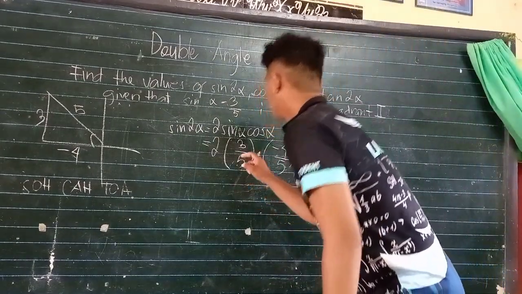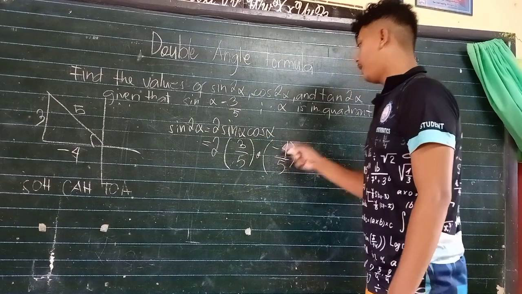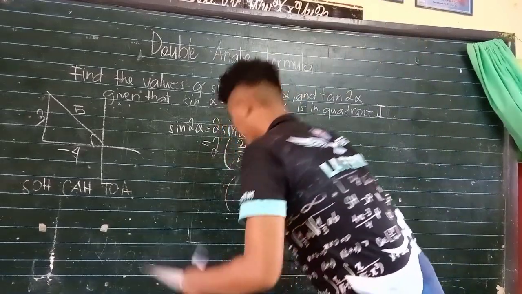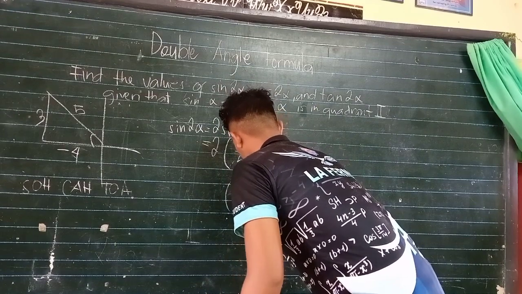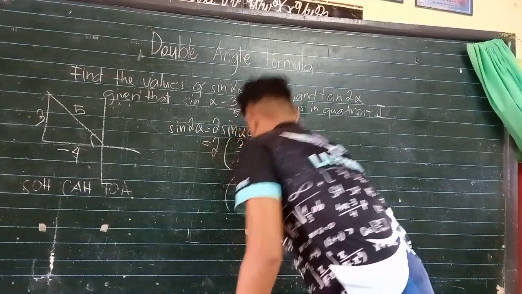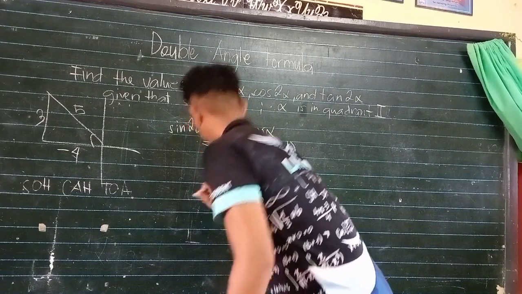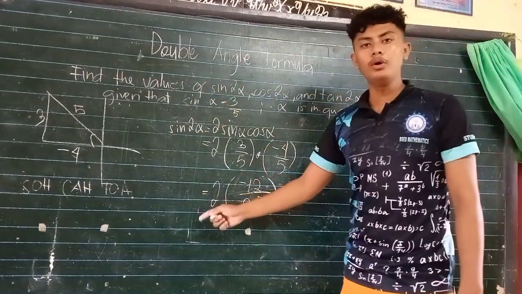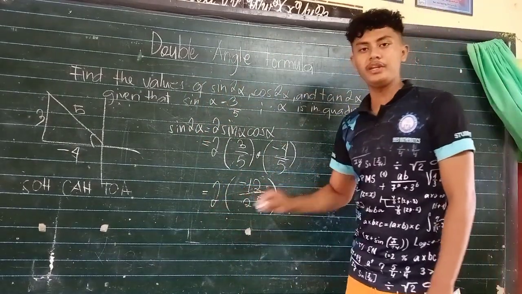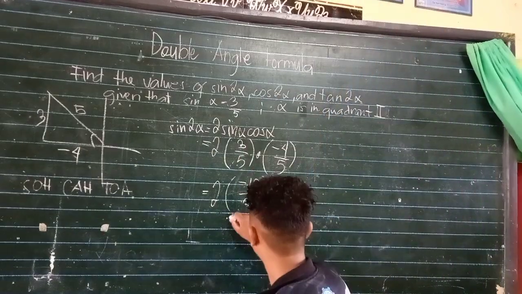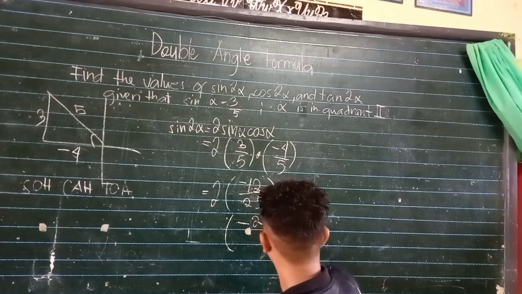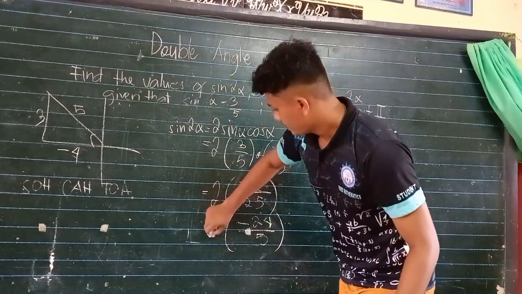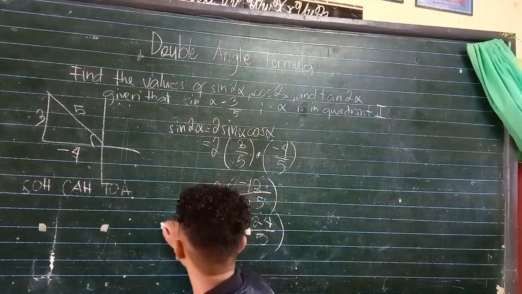So 3 over 5 times negative 4 over 5 is equal to negative 12 over 25. Then 2 times negative 12 over 25 is equal to negative 24 over 25. So here is our final answer.